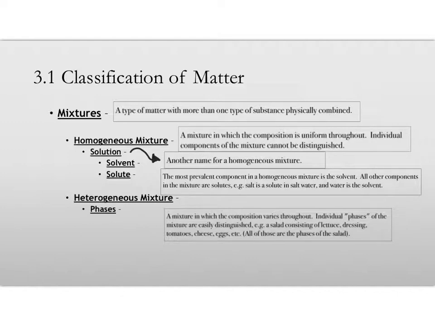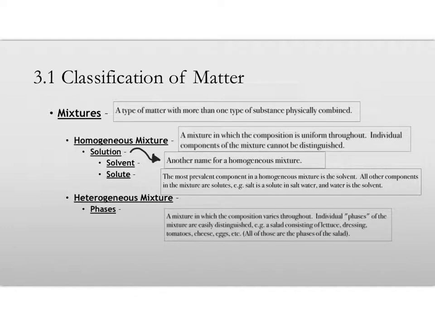Alright, so we have pure substances and we have mixtures. All matter can be described as either of those two types of matter. And so mixtures are types of matter with more than one pure substance, and they have to be physically combined, not chemically combined. A homogeneous mixture is a mixture in which the composition is uniform throughout, and that means that the individual components of the mixture cannot be distinguished.